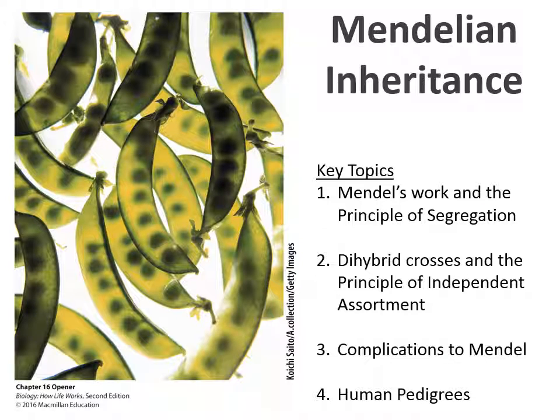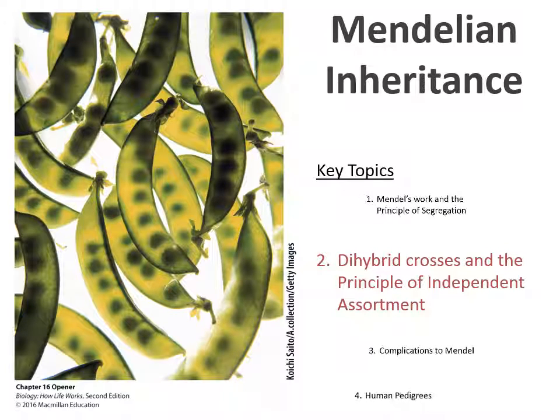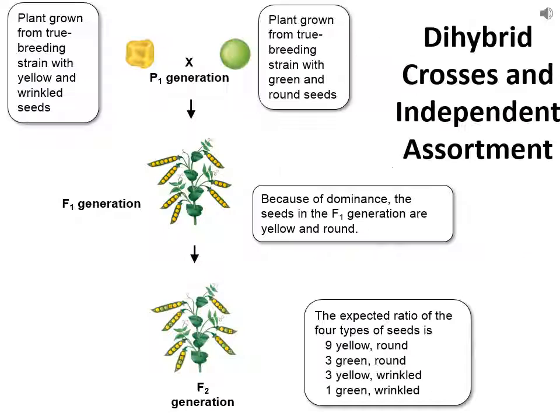This is the second video in the unit on Mendelian genetics. In this video, we will learn how to complete a dihybrid cross using the rules of probability and how Mendel used dihybrid crosses to develop his principle of independent assortment.